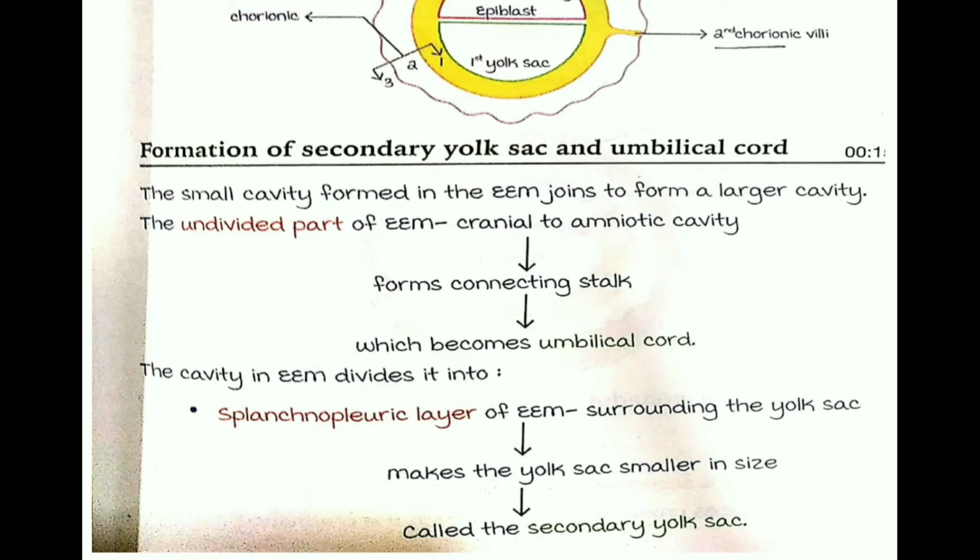So the cavity inside the extraembryonic mesoderm is also divided into two. There is the splanchnopleuric layer of extraembryonic mesoderm, which is also called the visceral layer. It will be surrounding the yolk sac, and the yolk sac will be made smaller. So when this splanchnopleuric layer is formed over the yolk sac, then that yolk sac will be called the secondary yolk sac. So the difference between primary and secondary yolk sac is that the secondary yolk sac will be smaller in size.